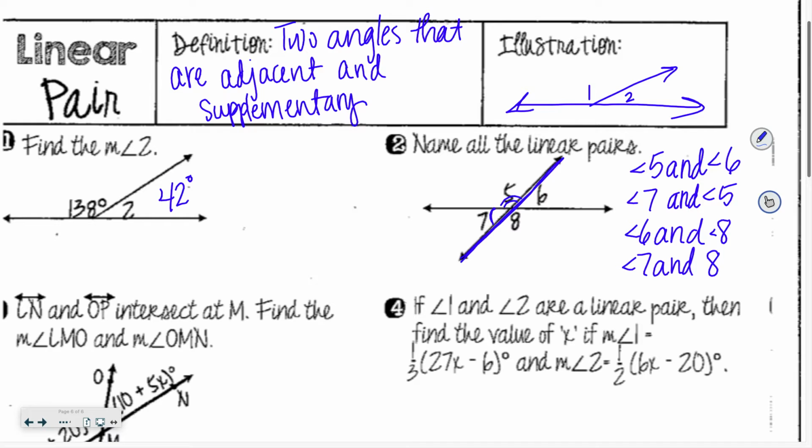So 5 and 6, 5 and 7, 6 and 8, 7 and 8 are your linear pairs. I can't tell you how many people miss on the test. I'll say, name a linear pair, and they write one angle. A linear pair is not one angle. A pair is two. When you buy a pair of shoes, Johnny, you get two shoes with your new pair of shoes, right? Not one, two.